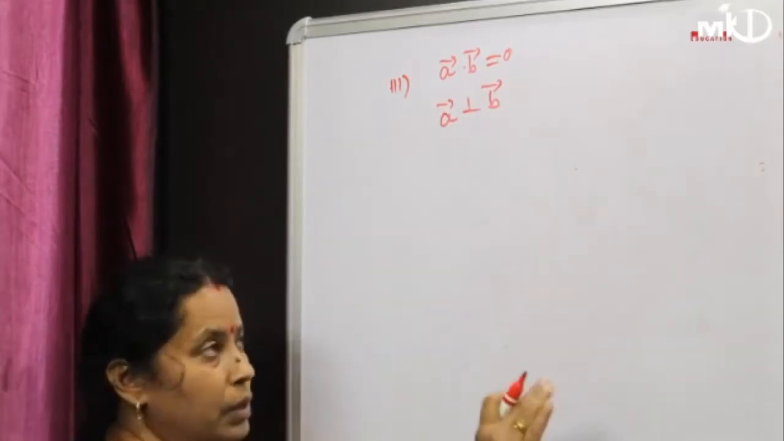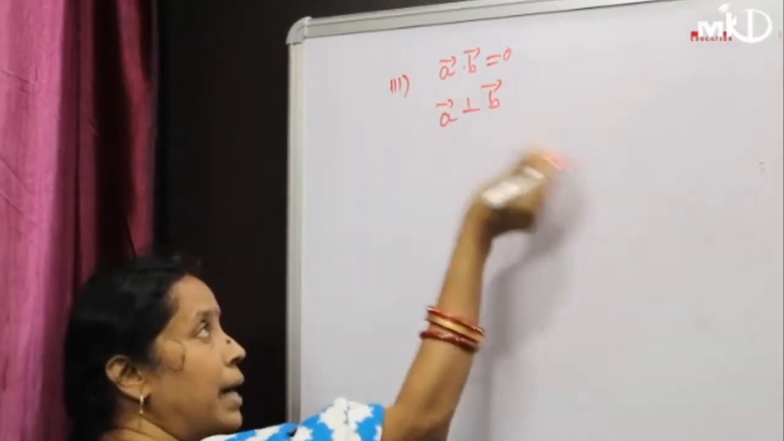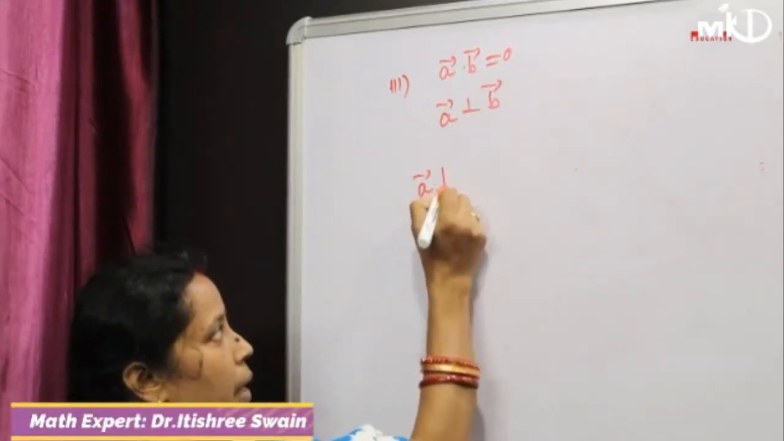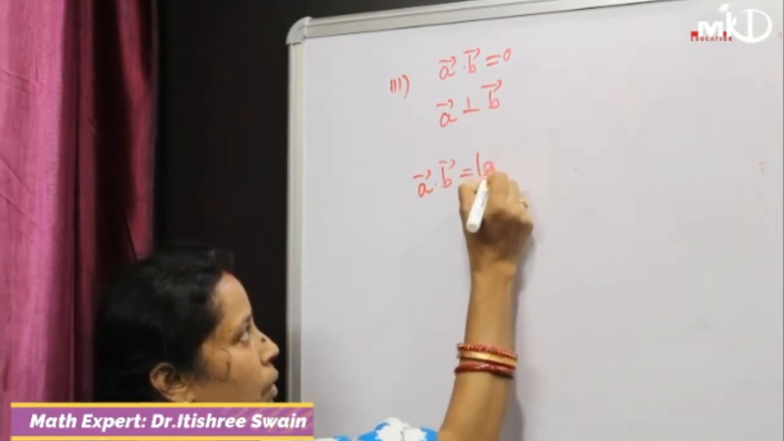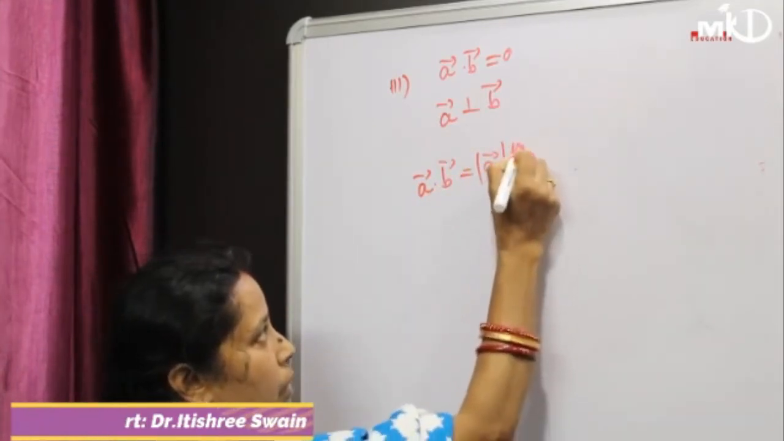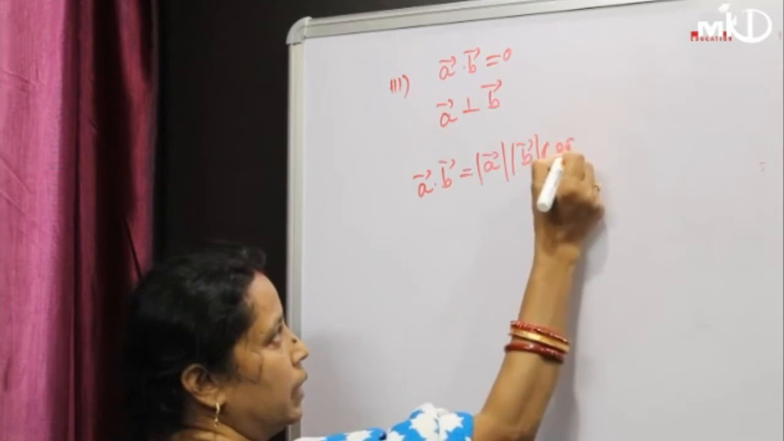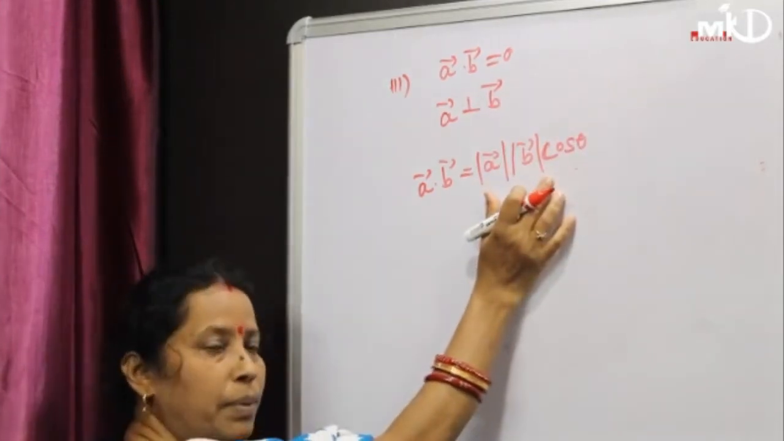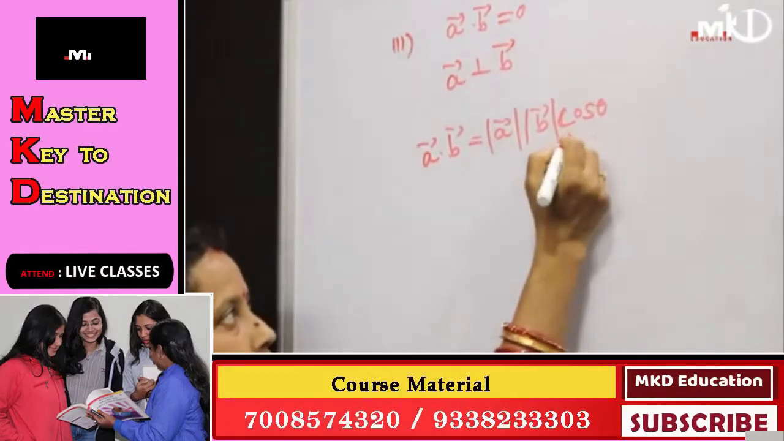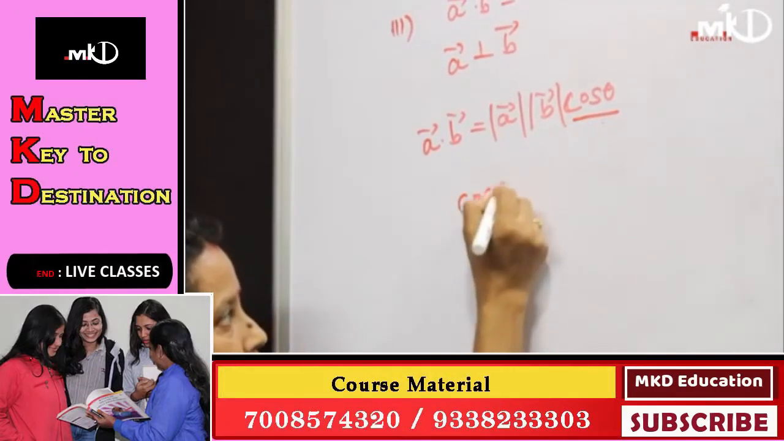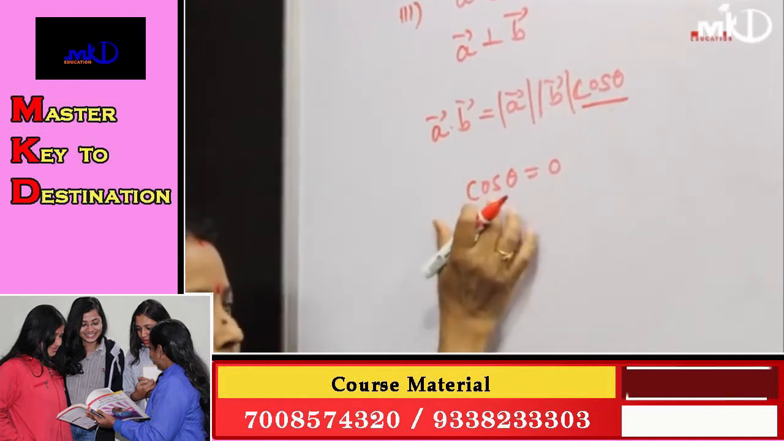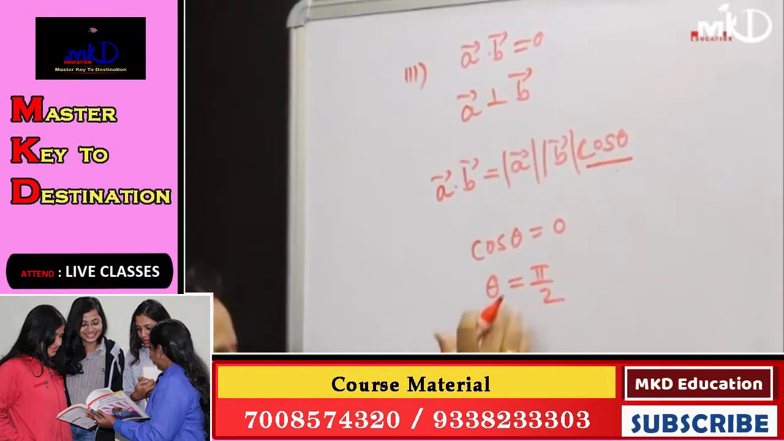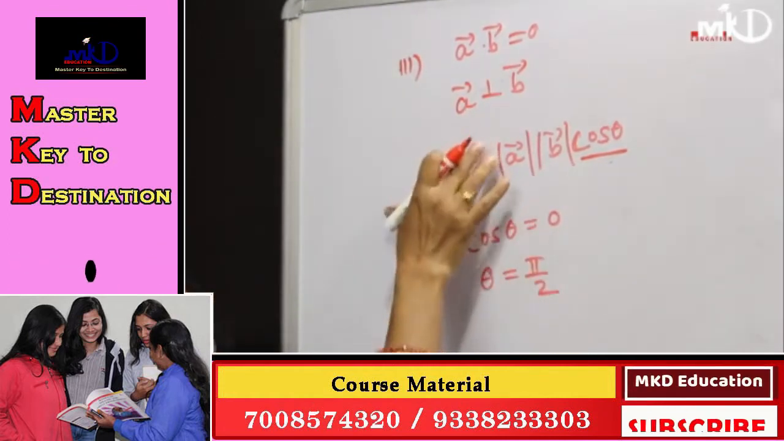If they are non-zero vectors and the product is equal to 0, we already know that a bar dot b bar is equal to modulus of a bar into modulus of b bar into cos theta. So whenever either vector is non-zero, this cos theta must be 0. If cos theta is equal to 0, then theta is equal to pi by 2. And what is theta? It is the angle between the two vectors.